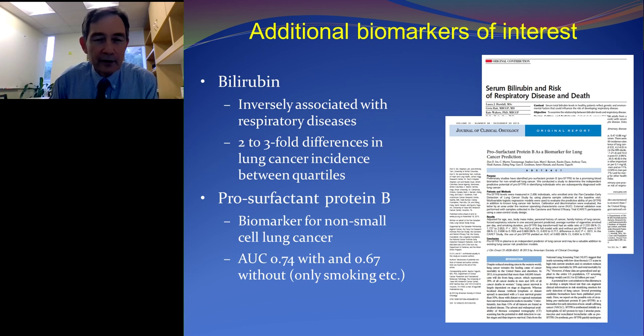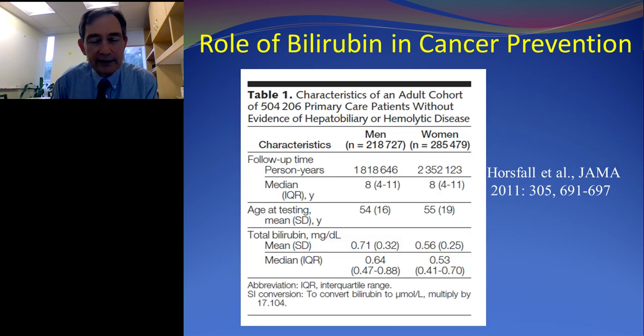Bilirubin has been associated with protection from lung cancer, and, for example, surfactant protein B is also a fairly robust biomarker for the development of lung cancer. I did want to just mention this truly massive study. It was really designed to look, I think, for cardiovascular disease in bilirubin, but they studied about 500,000 people. These are people with normal ranges of bilirubin, but it just kind of varies.